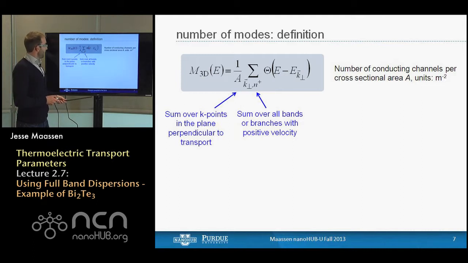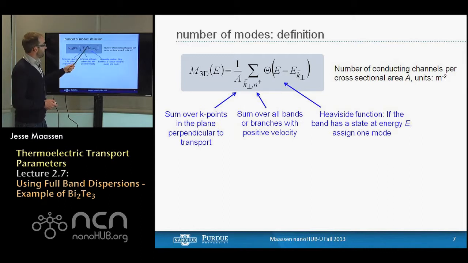Okay, so this N sub plus indicates that we're going to have a summation over all the bands as well, or branches in the case of phonons. And the plus indicates that we only count the positive velocity states, forward moving states. And then this theta here is really just a Heaviside function, and this makes it so that when we calculate modes, what we're doing is we look to see if a band has a state at energy E. If it does, we assign one mode.